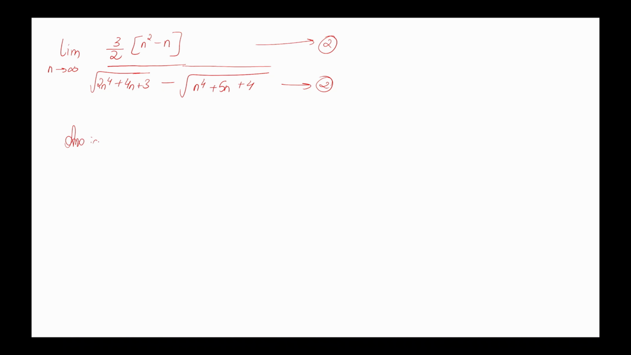So simply what would my answer become? If my powers are same in my numerator and denominator, it would become the coefficient of highest powers of n. So in my numerator, I would have 3 by 2. And in my denominator, I would have basically root 2 minus root 1. This transforms to 3 by 2 root 2 minus 1. This becomes my answer. Now again, you can of course rationalize this further by simply multiplying root 2 plus 1 in the numerator and denominator, so that from the denominator you can remove the root 2 sign. So you can do that.